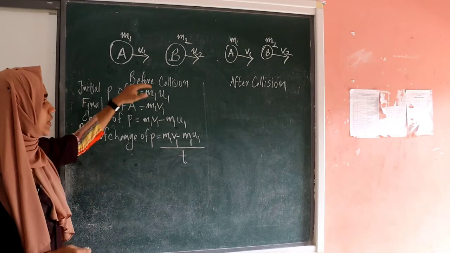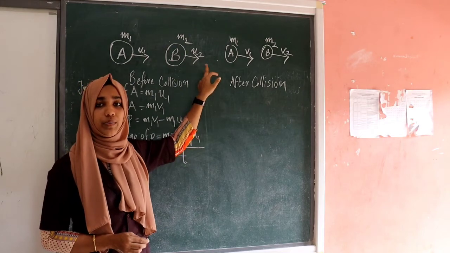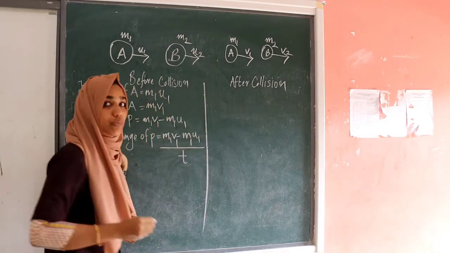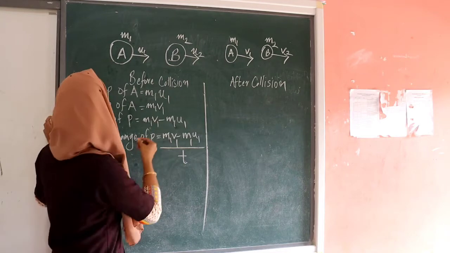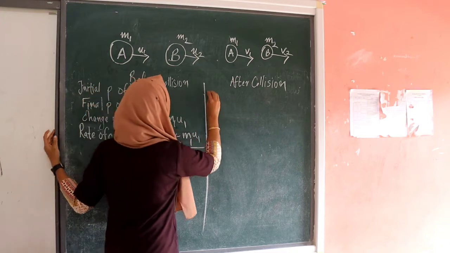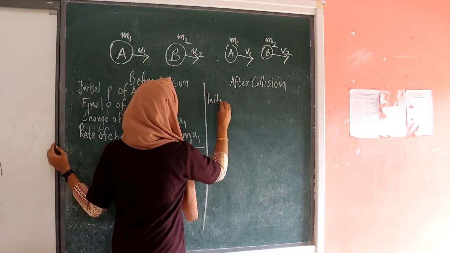Next we are going to find the momentum of B. So first, the initial momentum of B is what?